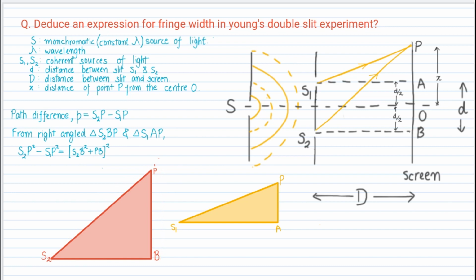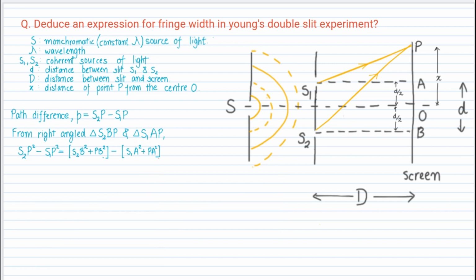Similarly, look at this triangle. Your S1P square equals S1A square plus PA square. Now let us subtract these two hypotenuses. S2P square minus S1P square equals S2B square plus PB square minus S1A square plus PA square.